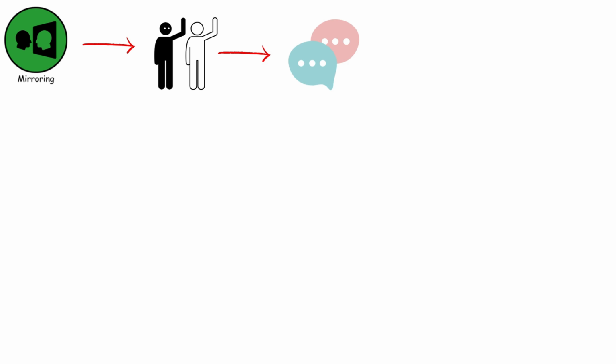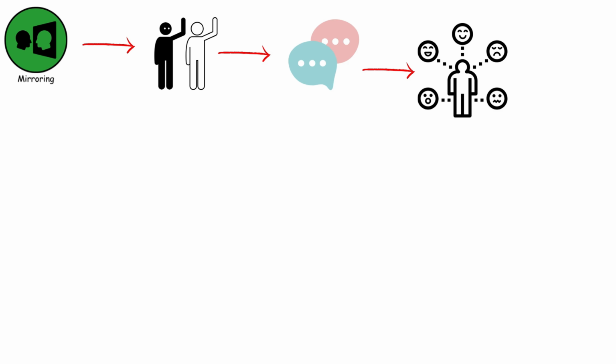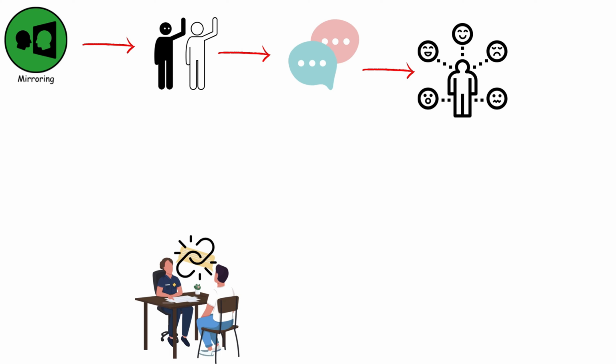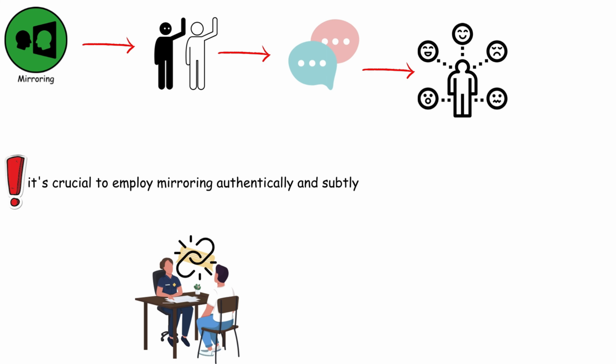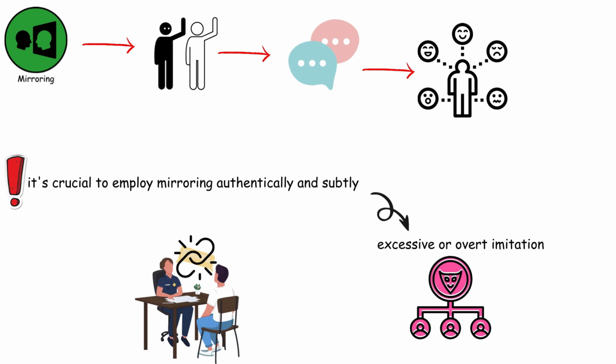Mirroring. Mirroring involves subtly imitating the subject's body language, speech patterns, or emotional expressions to establish rapport and build trust. When done effectively, mirroring can help create a sense of connection between the interrogator and the subject, making the latter more receptive to communication and cooperation. However, it's crucial to employ mirroring authentically and subtly, as excessive or overt imitation may be perceived as insincere or manipulative.